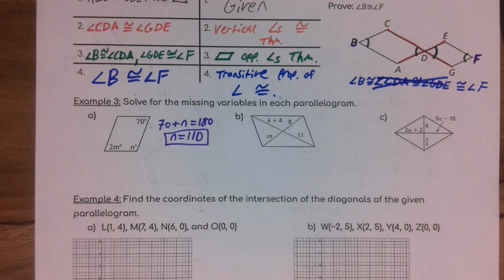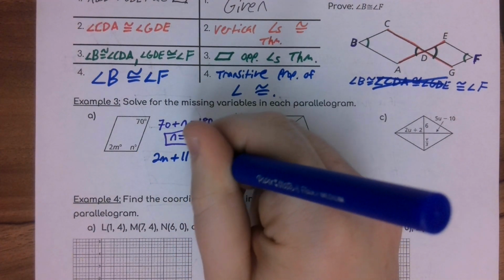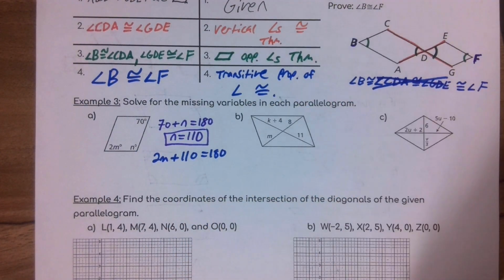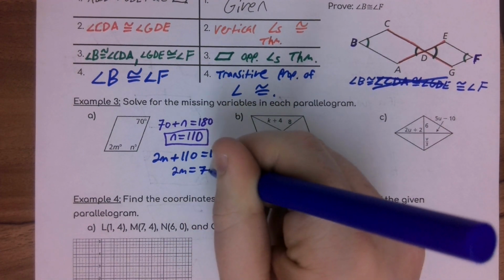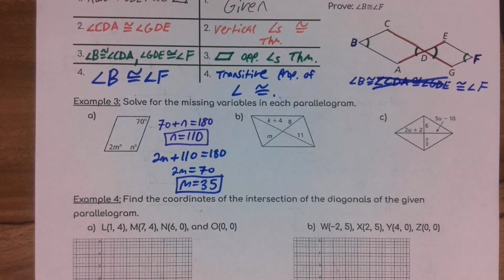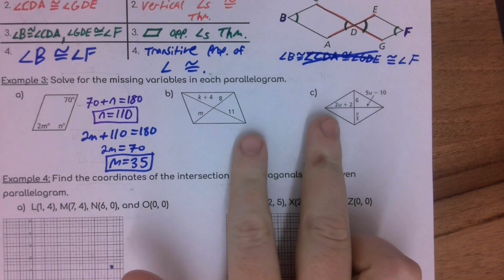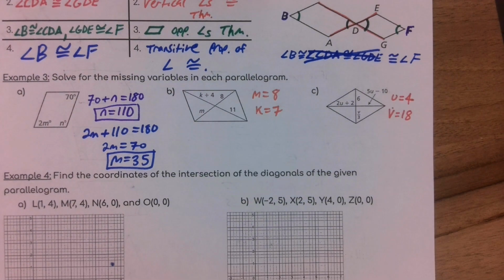N and 2m are next to each other, so those are supplementary. So 2m plus 110 has to equal 180. We subtract 110 from both sides. We get 2m equals 70, or m equals 35. So pause the video once more. Let's see if we can try out B and C on our own. How did we do? M is 8, K is 7, U is 4, V is 18. Perfect.